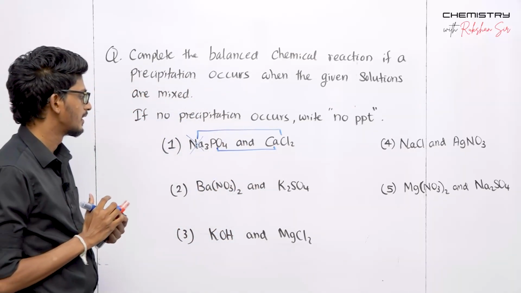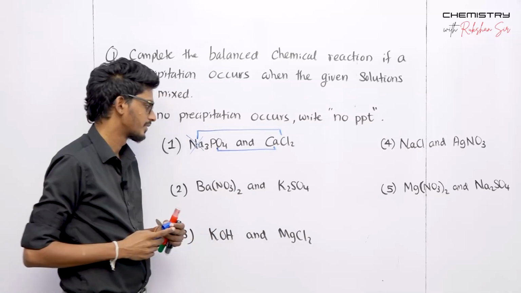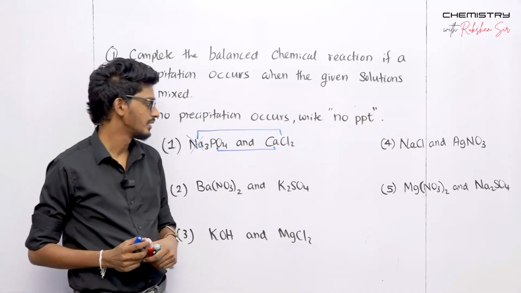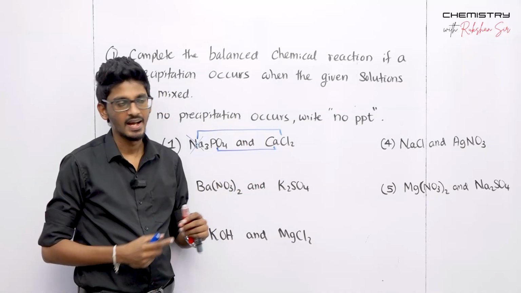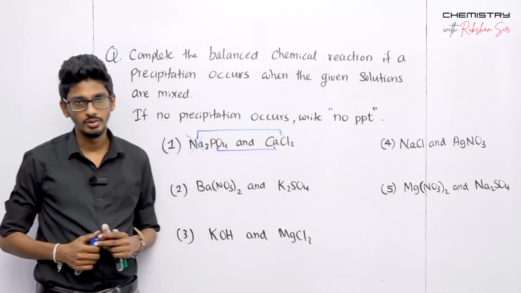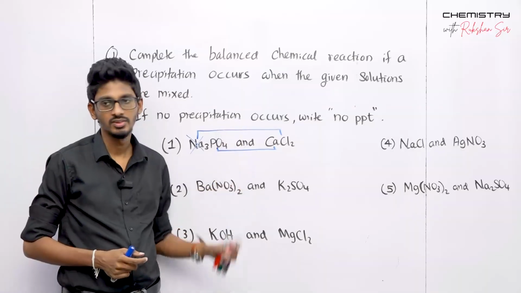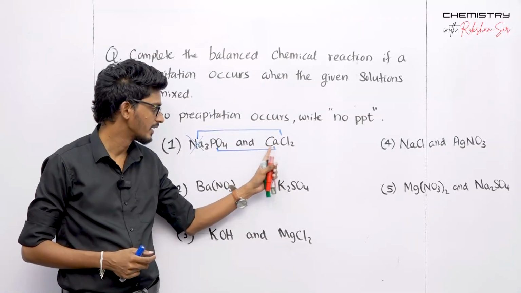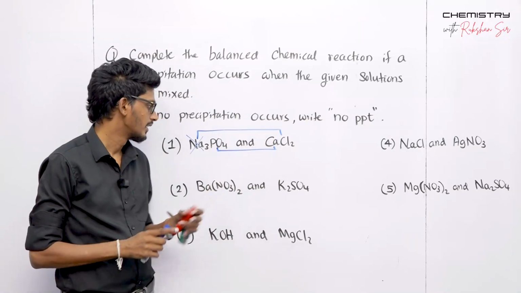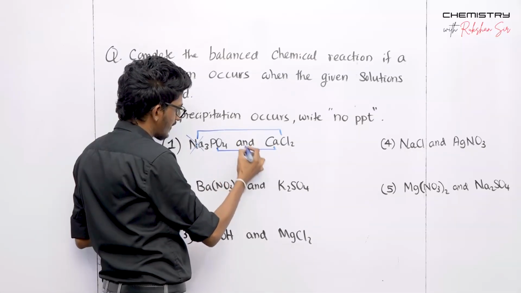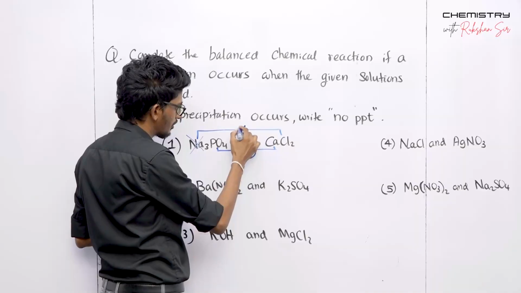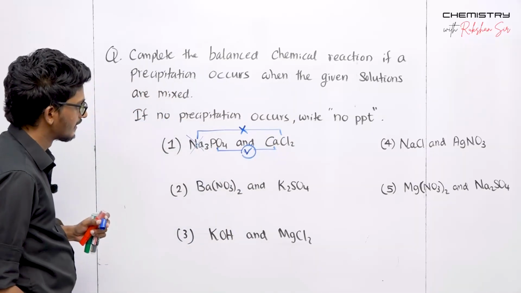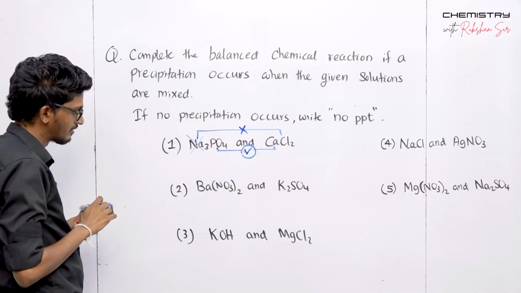PO4 3 minus ions with calcium 2 plus. When you look at the precipitation table, all the group 2 cations will get precipitated as phosphates. At the right corner, you can see the phosphates appearing. So there will be precipitation from here, and no precipitation from the other. Let's try the equation here.